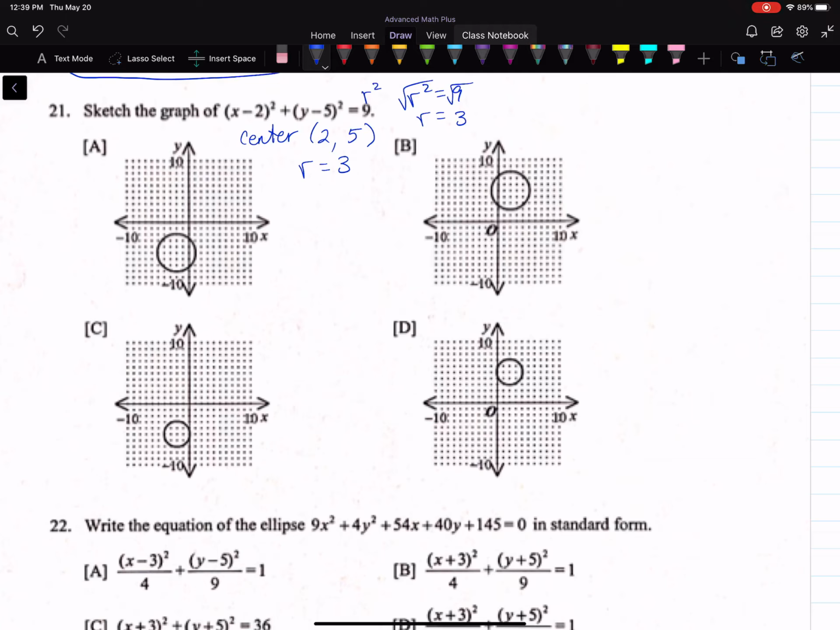So we're looking for the graph that has the center at 2, 5. So it can't be A and it can't be C. It's got to be either B or D. So 2, let's see here, 1, 2, 1, 2, 3, 4, 5. That center is good for D. And then 1, 2, 1, 2, 3, 4, and 5. So that center is also good. So which one has a radius of 3?